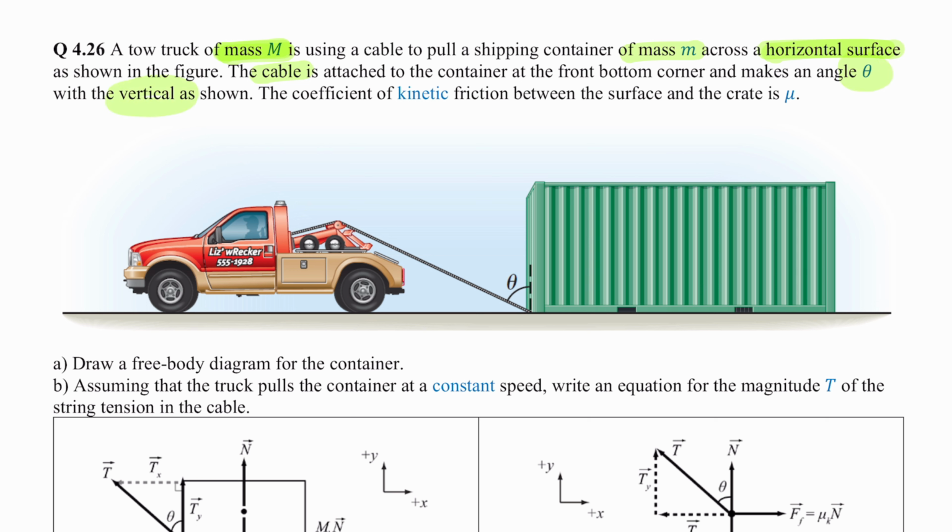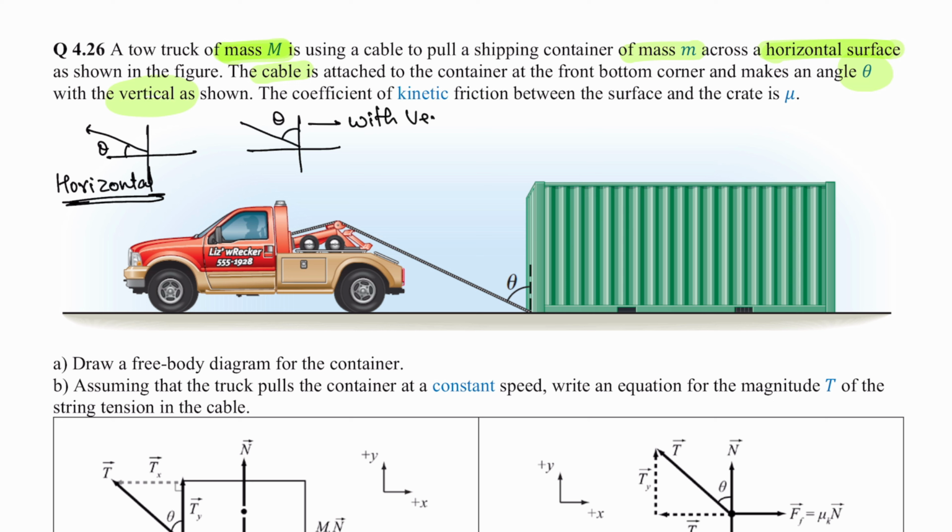This is something very important. Where is the angle? You need to understand. Let's say this is the vector. If the angle is with the x-axis, it means with the horizontal. Focus on this point during the exam. And if the angle is with the y-axis, this is called with the vertical. Clear?